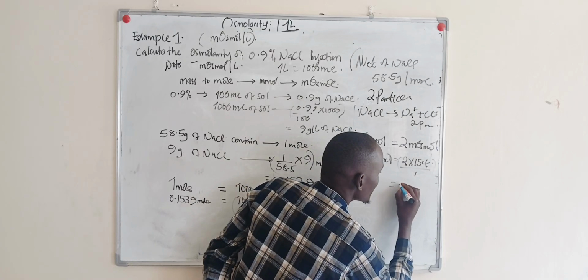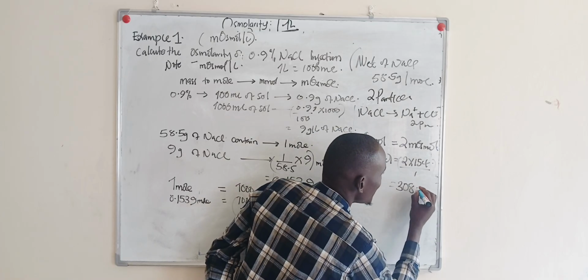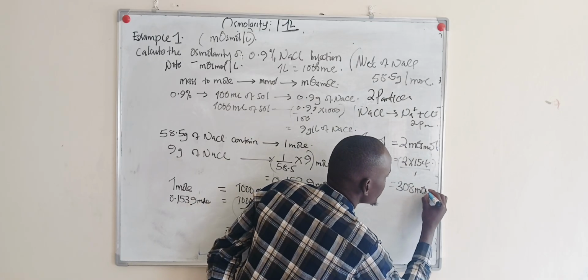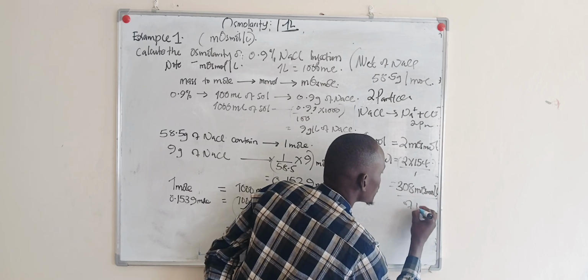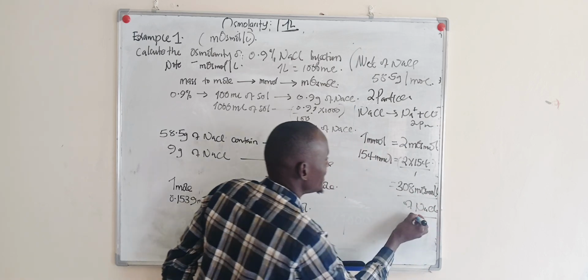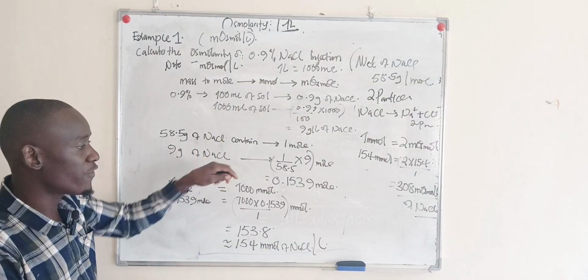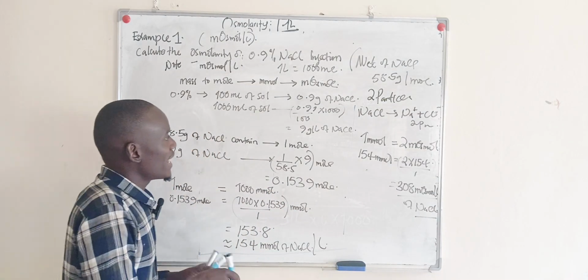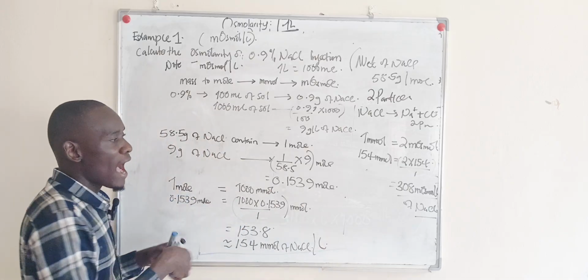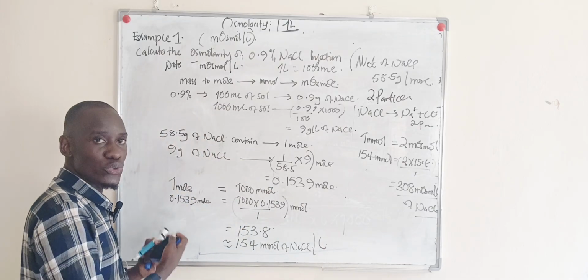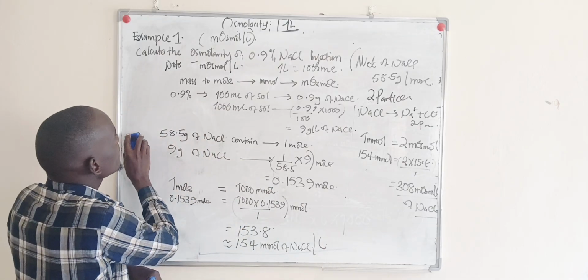This will give us 308 mOsmols per liter of sodium chloride. That is if we are calculating from first principle. Let us also see how we can calculate it using the formula.